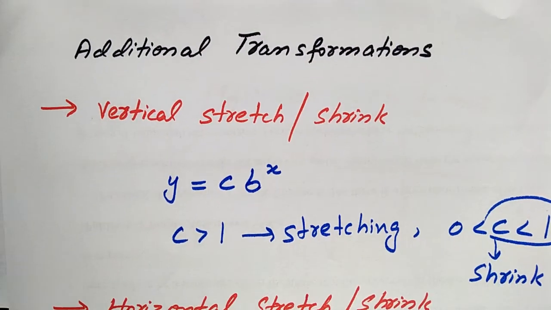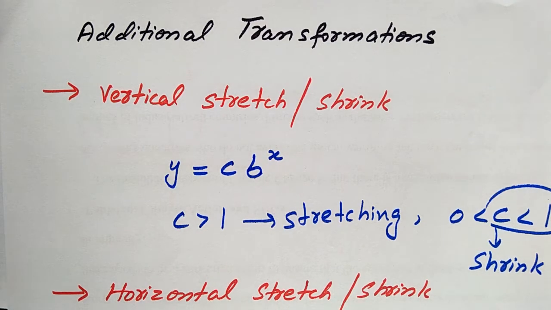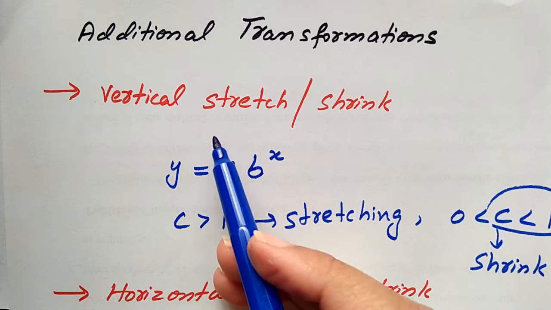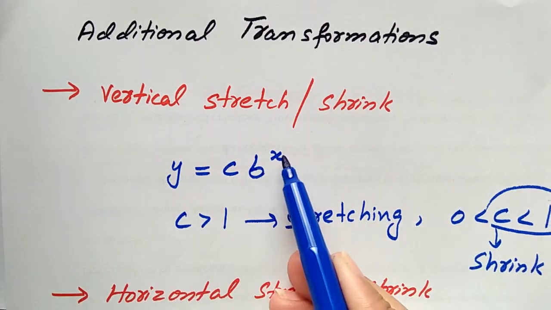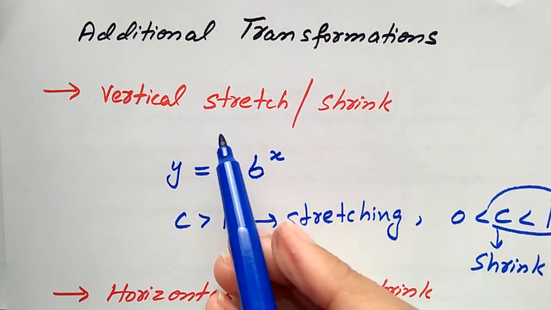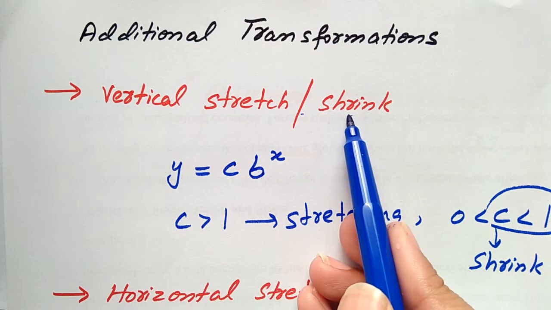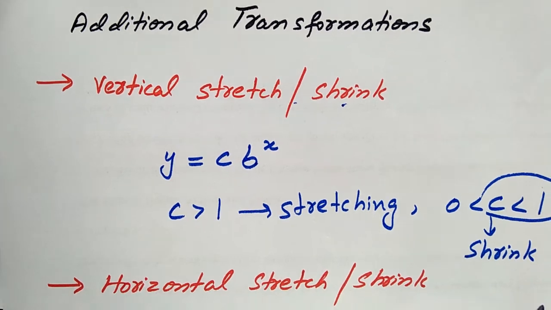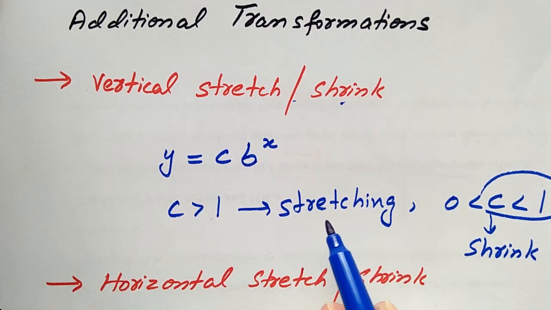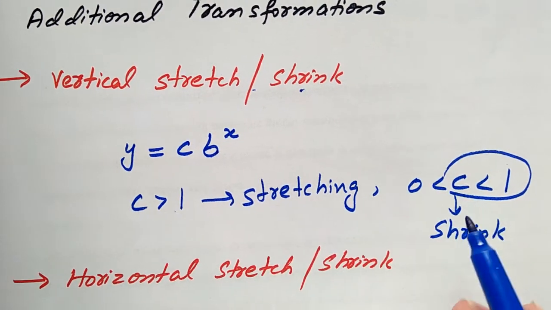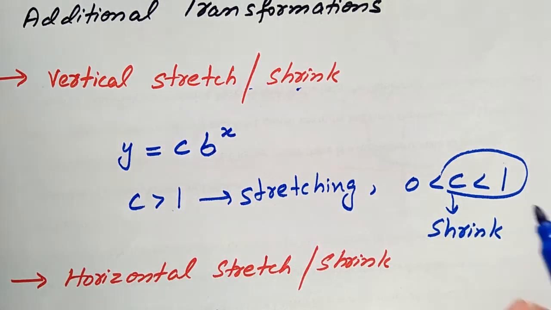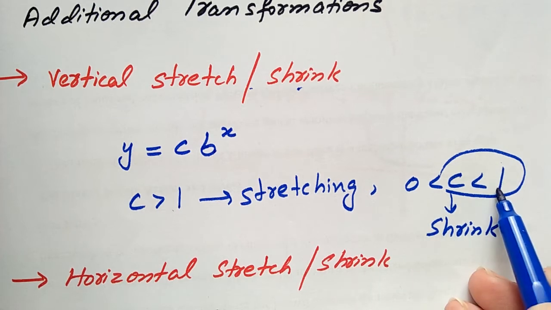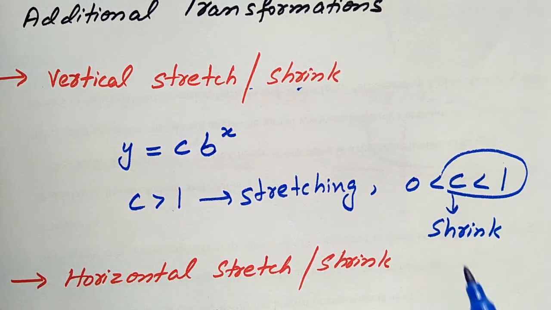Now come towards some additional transformations, that is, the stretching or shrinking of the graph. The vertical stretch or shrink: if y equals c times b raised to power x, then I will have a vertical stretch or shrink. If c is greater than 1, then I will have stretching, and if 0 is less than c is less than 1, it means c is between 0 and 1, then my graph will be shrunk.